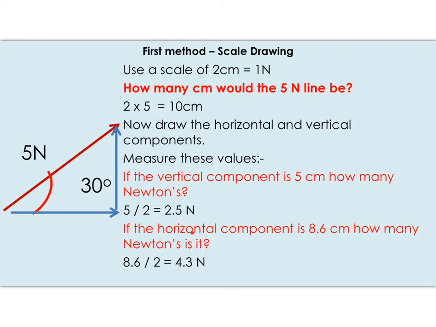And that will give me 2.5 newtons. I'll then be able to measure the horizontal component of 8.6 centimetres for this case here, and then I'll be able to convert it into newtons by dividing by 2 again to get 4.3 newtons. And if you've got a piece of paper with you and a ruler and protractor, it might be worth having a go at this example here, because they're the values you should be able to get.